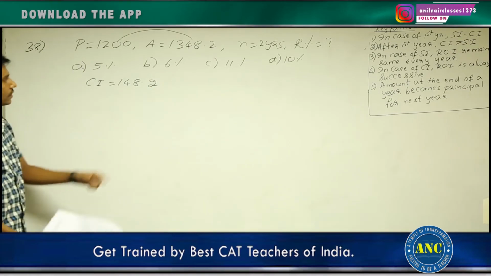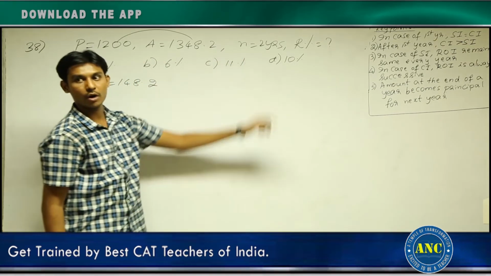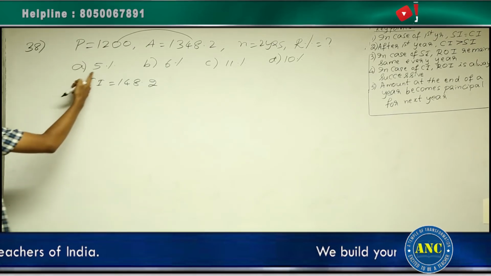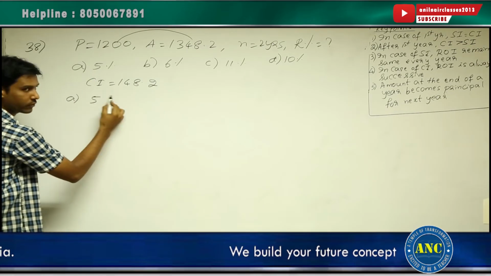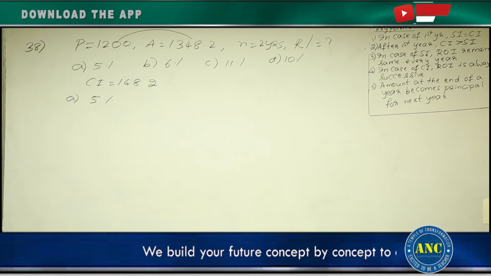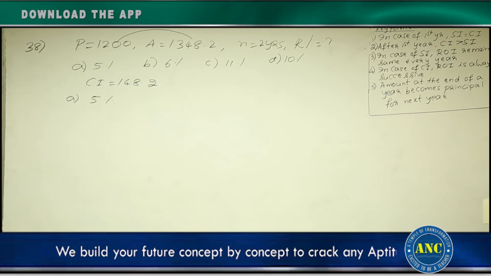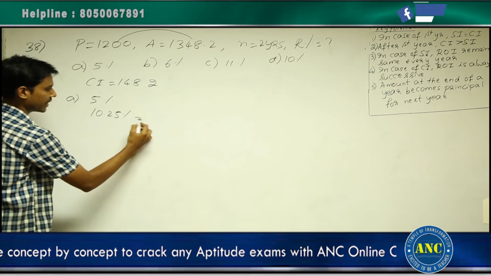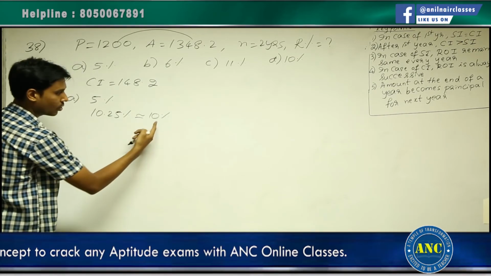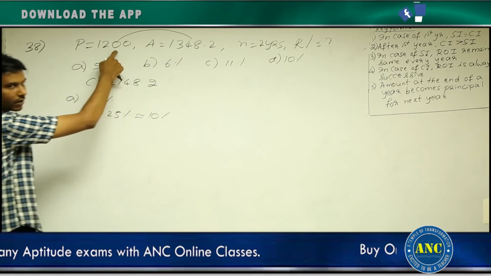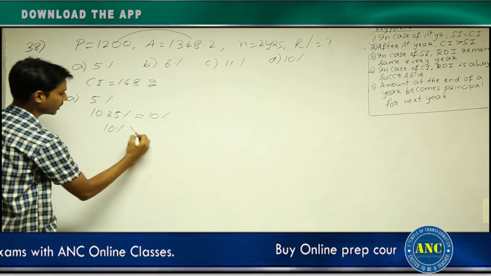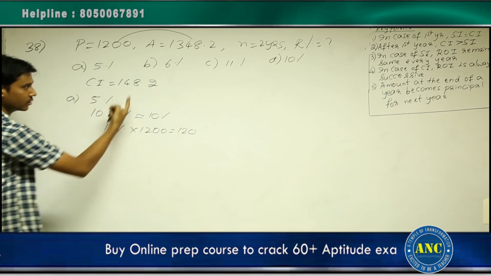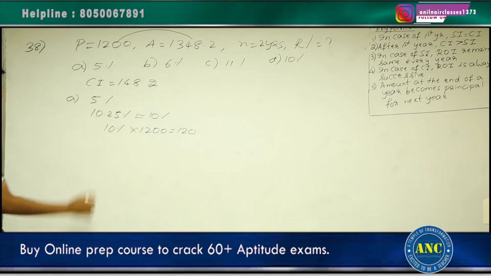Okay. 5% for 2 years. It is under compound interest. It should be successive. If I take first option as 5%, 5 + 5 + 5 × 5 = 100, 10.25%. Let me approximate as 10%. What is 10% of the original amount? What is 10% of 1200? 120. That means I should give you 120 rupees extra. Is this 120? No. First option ruled out.